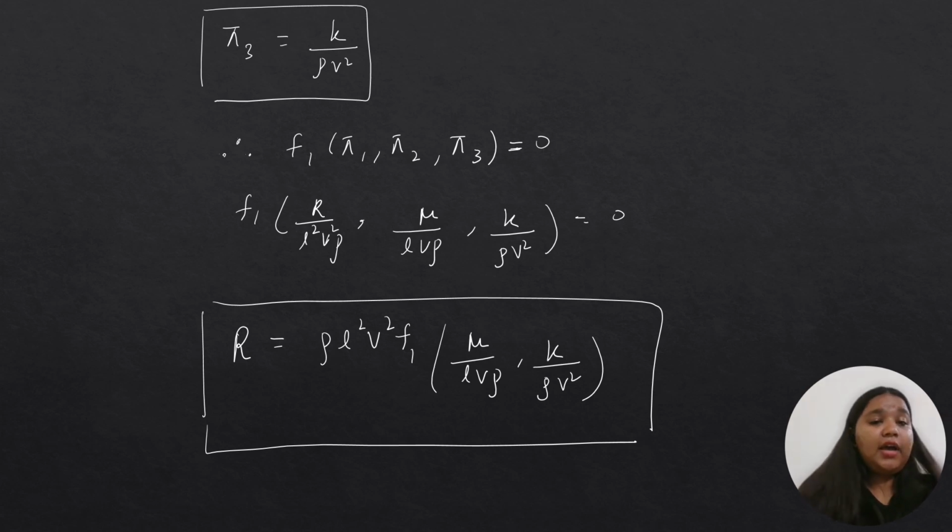We can check these by writing the powers and confirming again. After that we will substitute pi1, pi2, pi3 in equation 3. So f1 of (R by L square V square rho, mu by L V rho, K by rho V square) equal to 0. Now the last step is the final step. So R becomes rho L square V square f1 of (mu by L V rho, K by rho V square). Thank you.